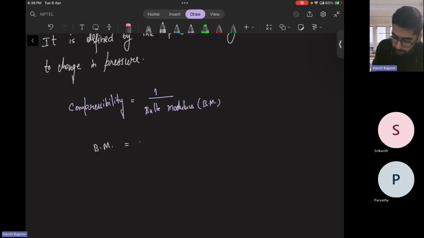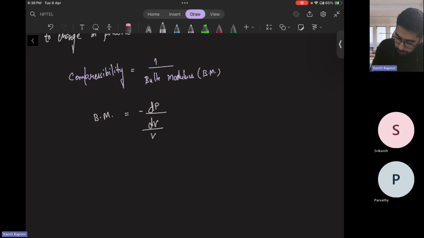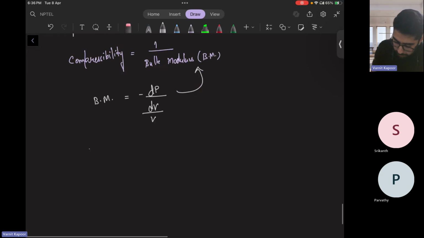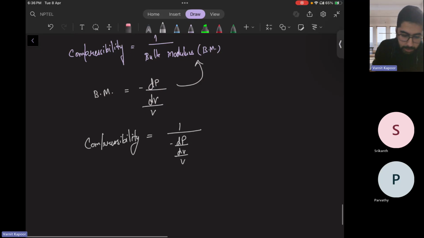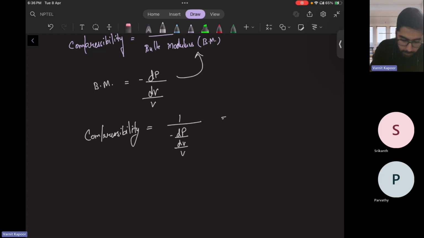That is the change in pressure relative to the volumetric strain, that is dV by V. So compressibility can be written by putting this value in. Therefore, compressibility is the inverse of dP by dV by V, which is nothing but 1 by dP times dV by V. Okay, so what is isothermal compressibility?